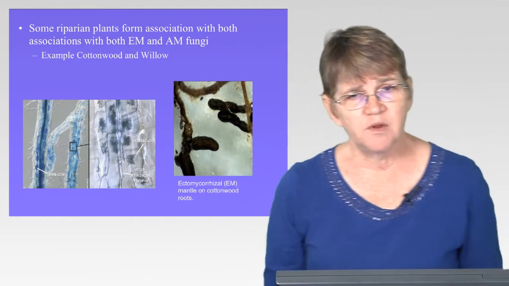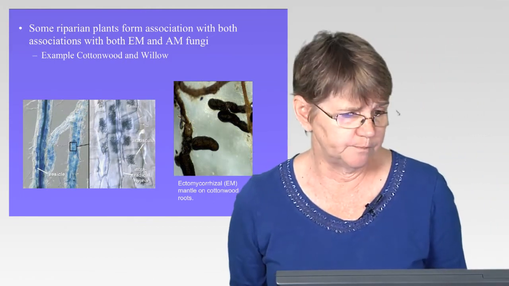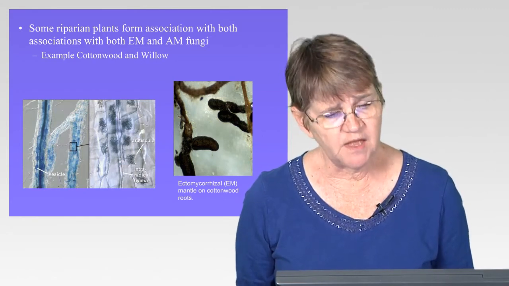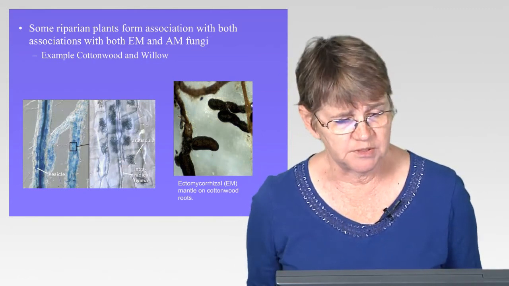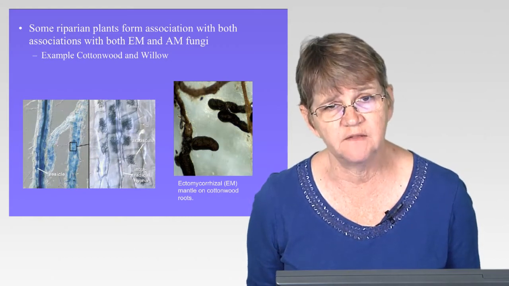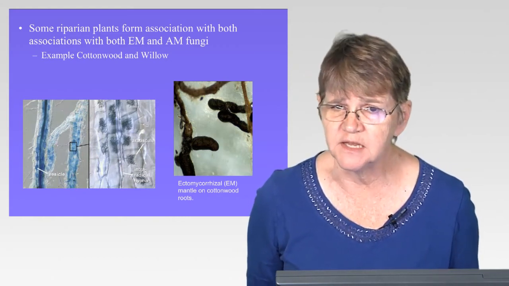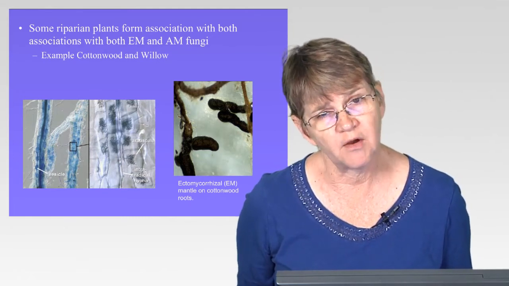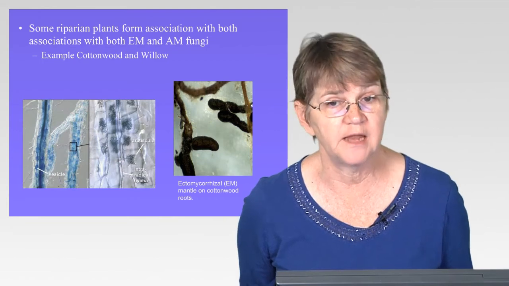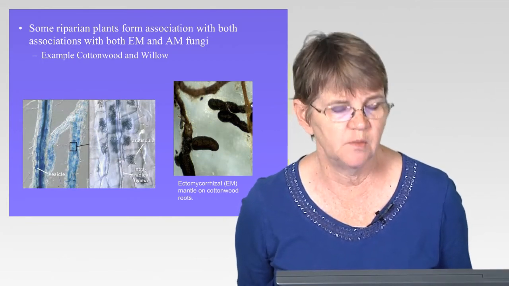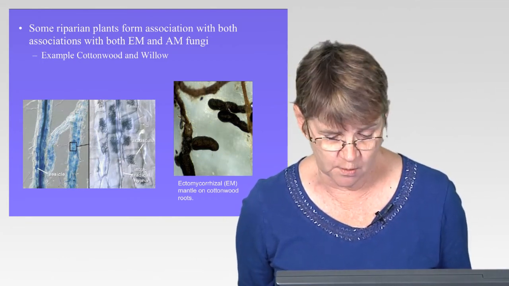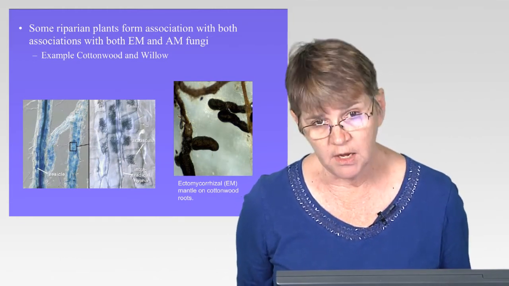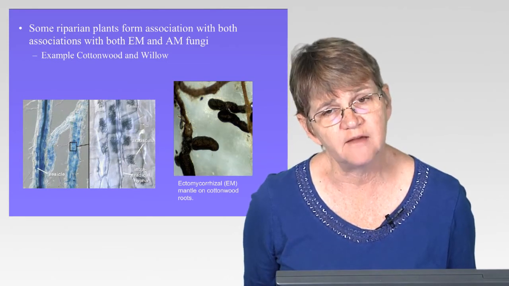So first I want to talk about what we found about the riparian plants. We found that some of the riparian plants can actually associate, and this was in the literature beforehand, found on the East Coast, but we've also found this in our western rivers. They can be associated with both ecto and AM fungi. So this is showing some images from cottonwood and willow, looking at the endomycorrhizae on the right and the ectomycorrhizae on the left.